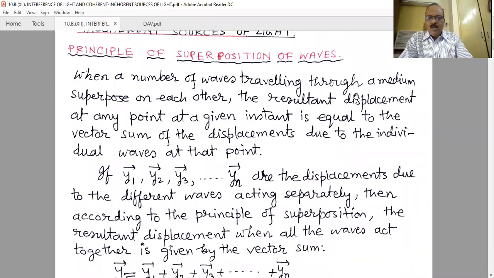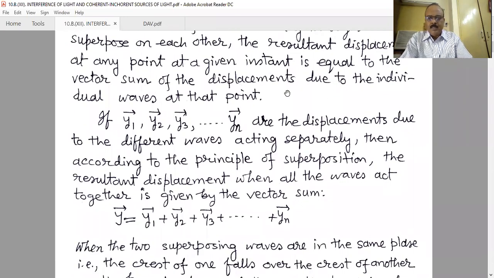When a number of waves traveling through a medium superimpose on each other, the resultant displacement at any point at a given instant is equal to the vector sum of the displacements due to individual waves at that point. Suppose y1, y2, y3, up to yn, there are n number of waves, they come and meet at the same point at the same time, and these are their displacements at that moment, at that place, due to the different waves acting separately.